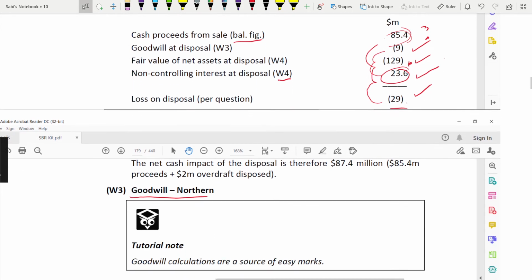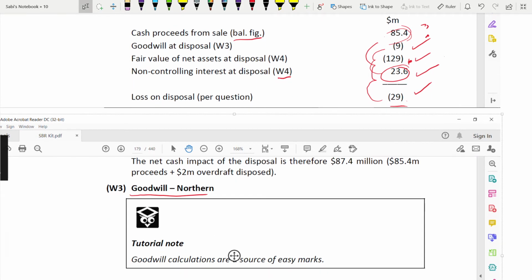Okay. See, it's 87.4. The reason is because there are other adjustments which need to be done here below. Just see below. I missed the 2 lines. So the net cash impact on the disposal is therefore 87.4 million. How? 85.4 plus 2 million overdraft disposed. You had an overdraft of 2 million in the net assets of the subsidiary when you disposed of it, right? That 2 million you have to add.